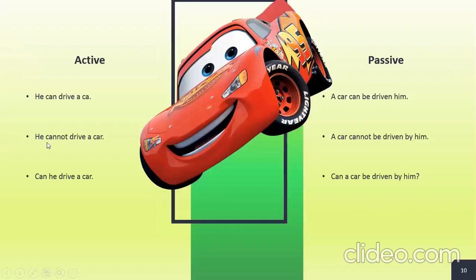So here, this is a negative sentence. He cannot drive a car. The car cannot be driven by him. We can say a car cannot be driven. But if we want to mention him, we say a car cannot be driven by him. The other one, can he drive a car? This is a question. Can a car be driven by him? So I think it's clear, right?